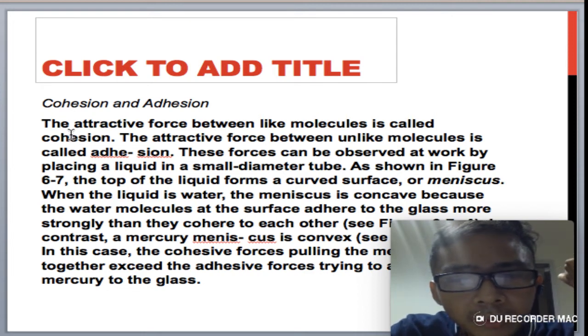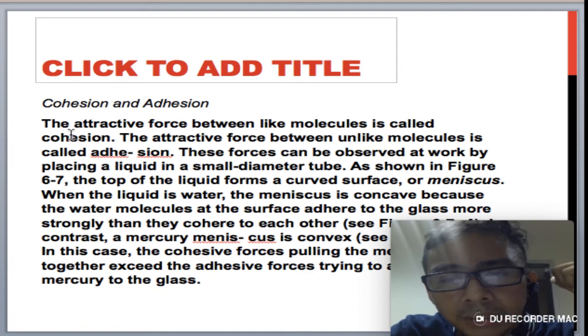So when the liquid is water, the meniscus is concave because of water molecules.